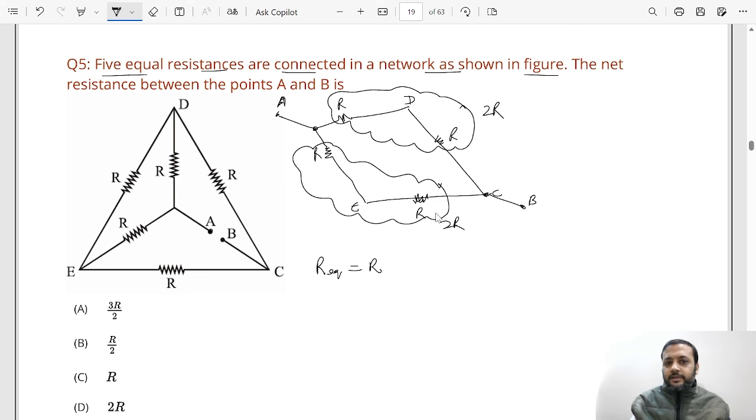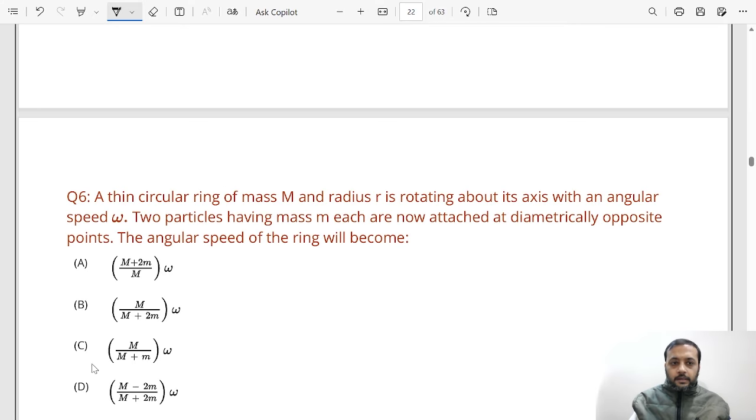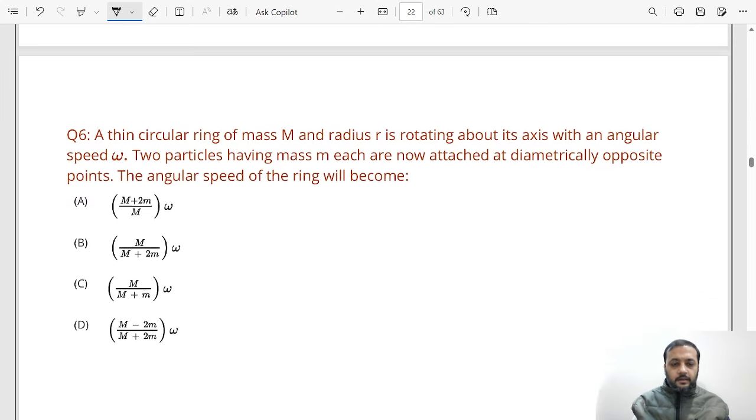2R and 2R, when you join in parallel, the equivalent is R. I hope you were able to understand this. Very, very straightforward question. I hope you would have done this in the exam and you would have gotten 4 marks. Right? Let's move to the next question.